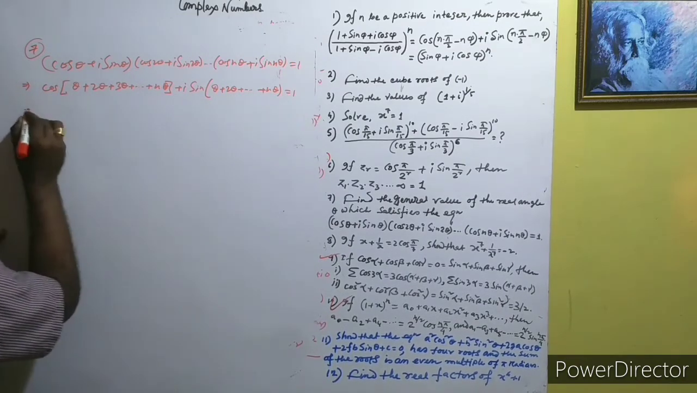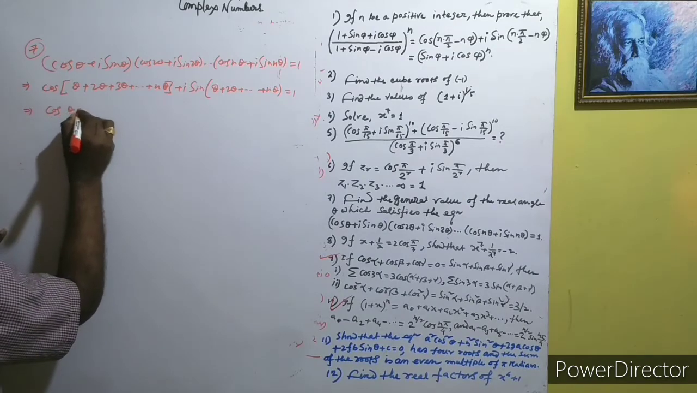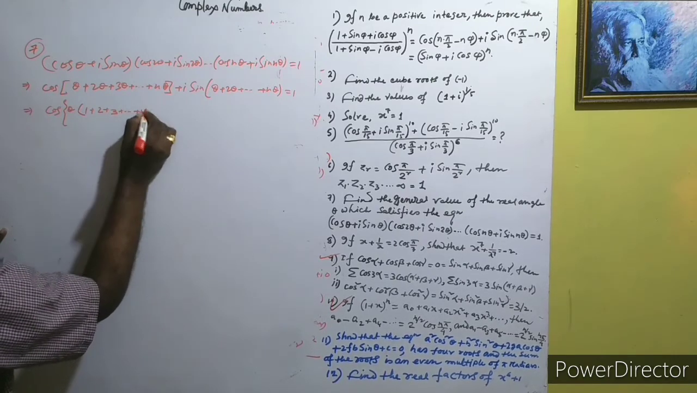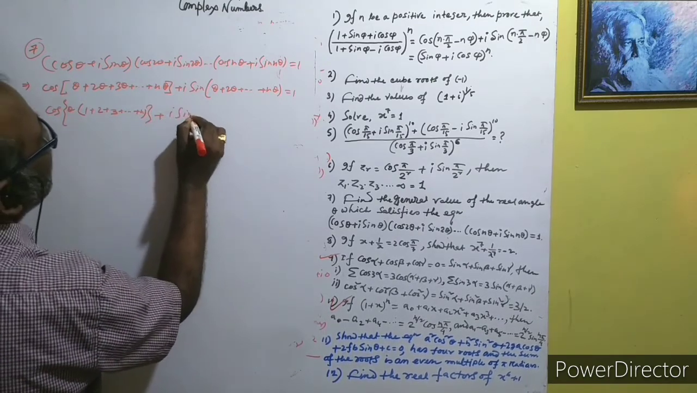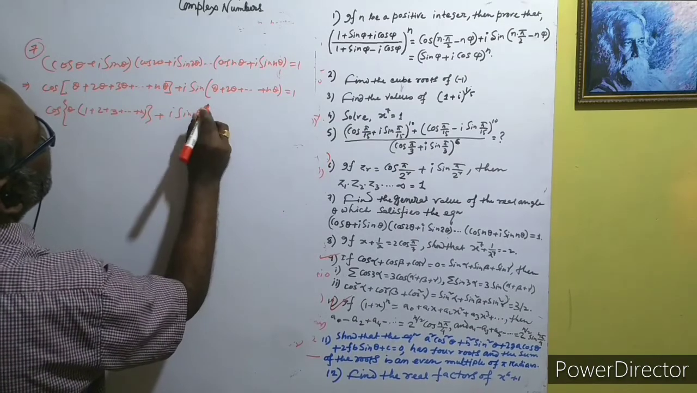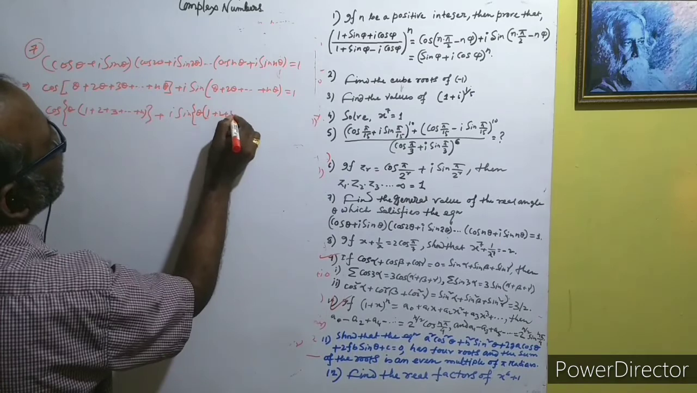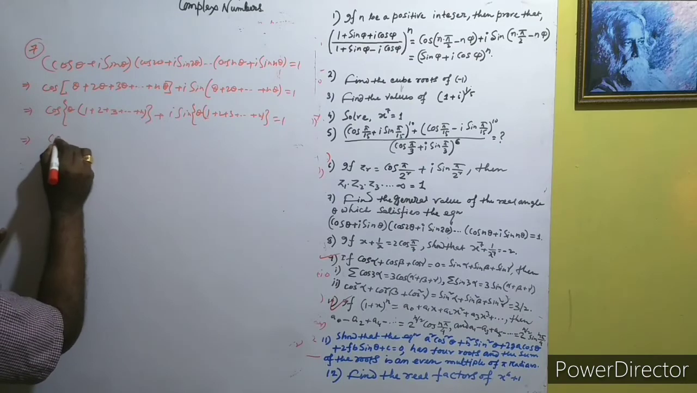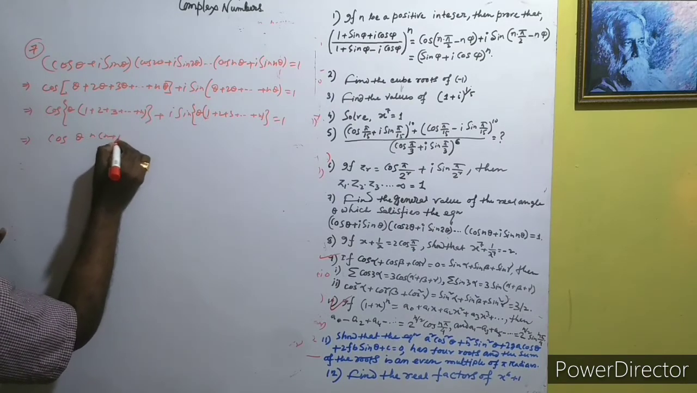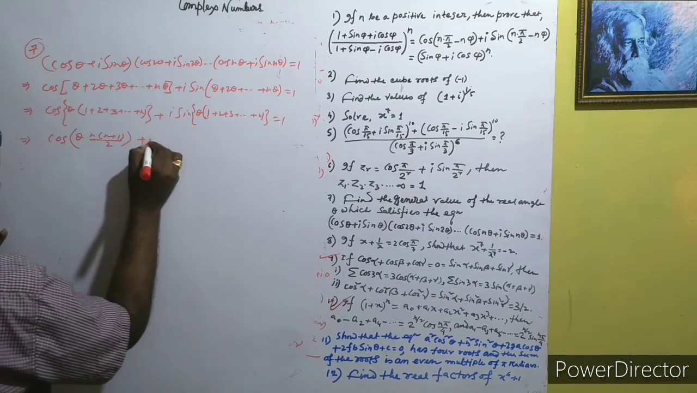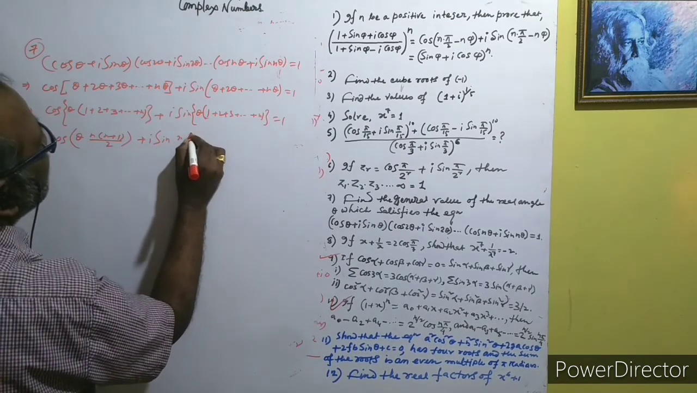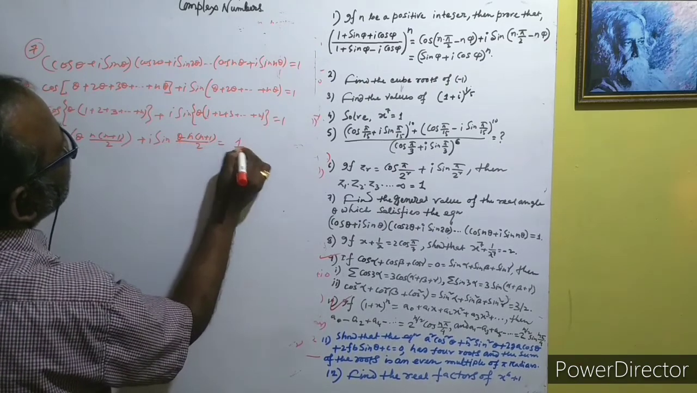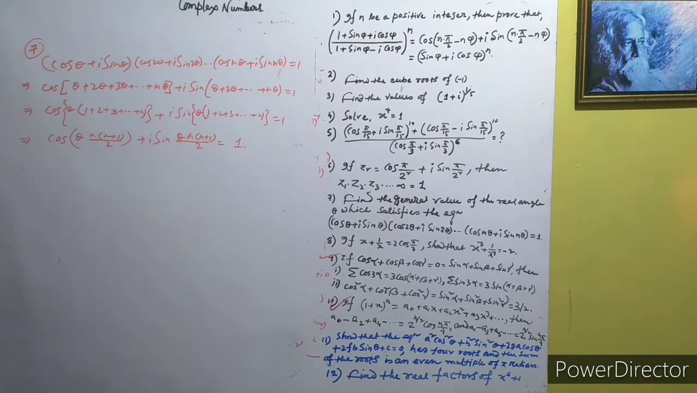Simply this is the AP series with natural numbers. If you take a common, that is here 1, 2, 3, dot dot to n. Again for the sine, I take a common here 1, 2, 3, dot dot to n, and this is 1. So cos theta times n into n plus 1 by 2, plus i sine theta times n into n plus 1 by 2, is equal to 1. So 1 you can write here.